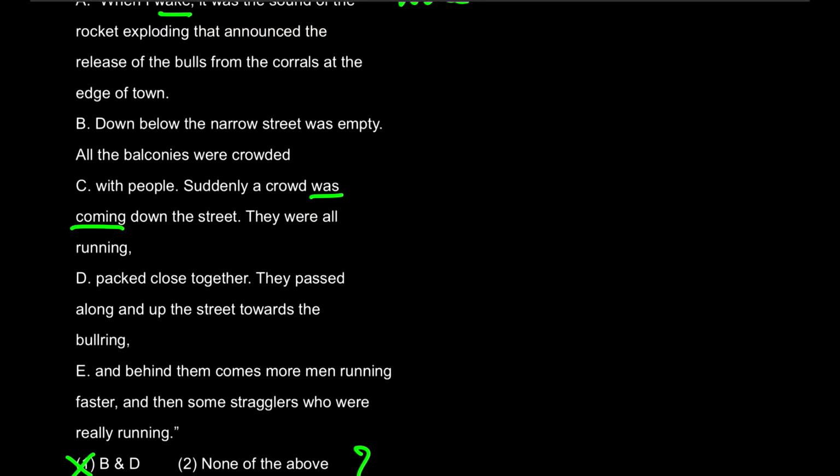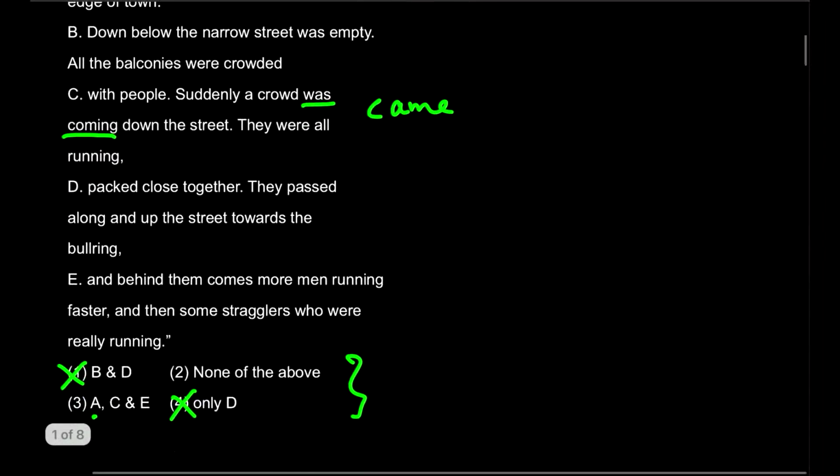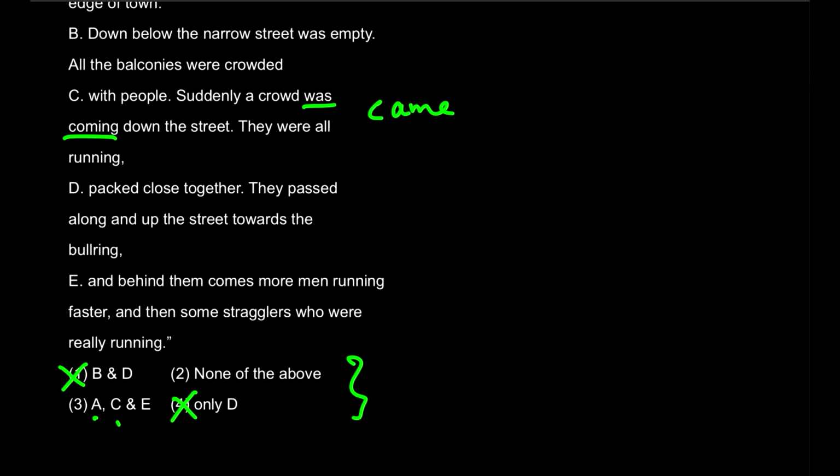Now a crowd was coming down doesn't make sense because it is in the past. When we are addressing a crowd, it should be simple past tense only. Suddenly a crowd came down the street, so therefore C should also be wrong. If I come down, I do see that C is there. Ab last bach gaya mere paas E.